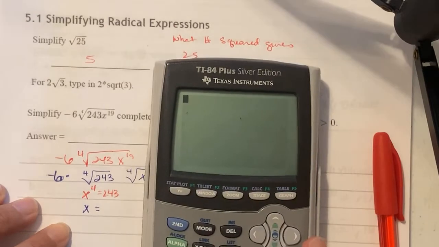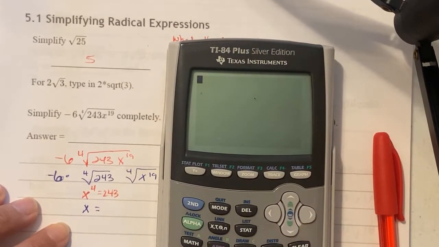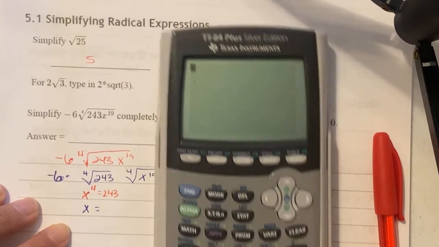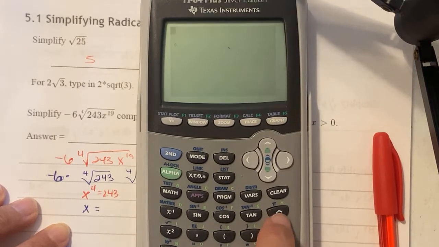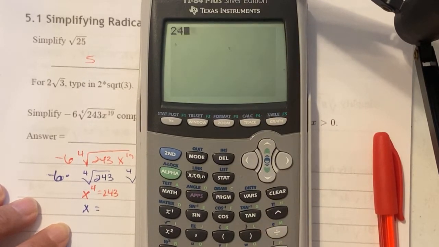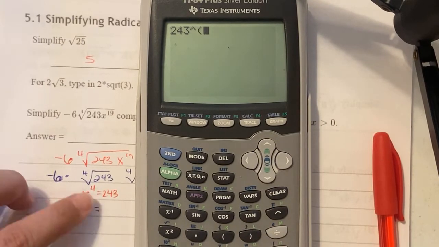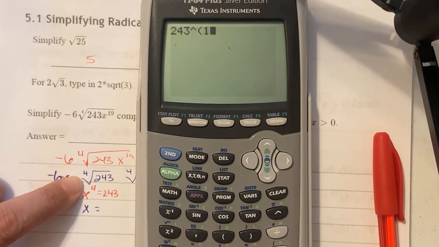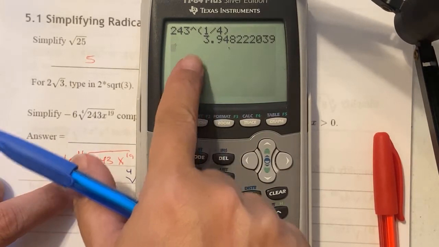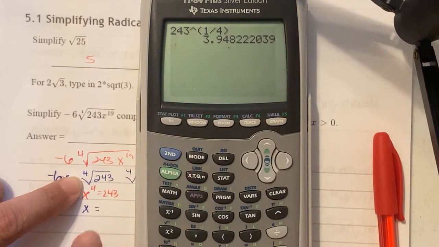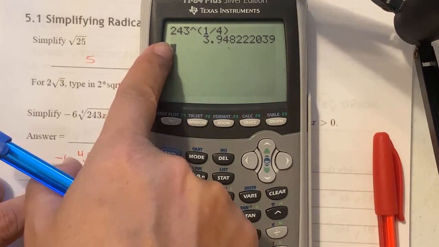So you can take your calculator and you have a little caret key that's right here. And what you can do is you're going to put 243, hit the caret key, and in parentheses, since it's a fourth root, you're going to go to the 1/4 power and then hit enter. So see, in this one it tells us it's 3.94, which is not a perfect fourth root. So there is no number that gives us 243.